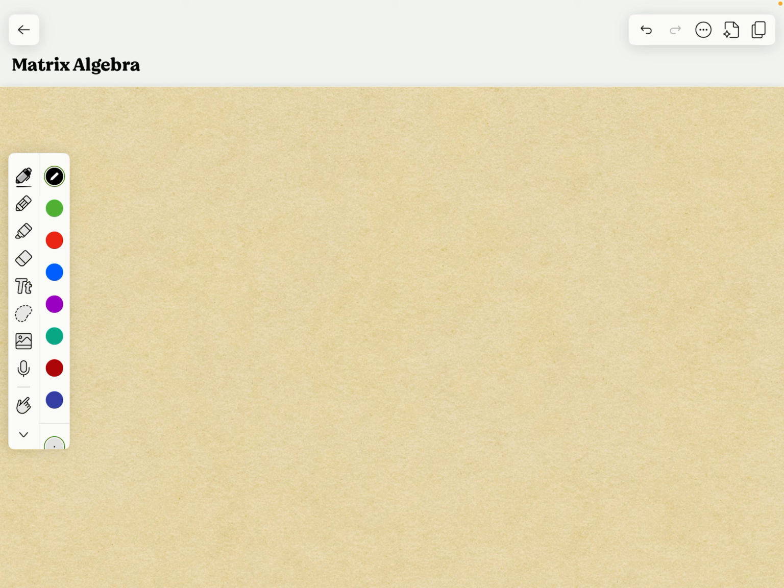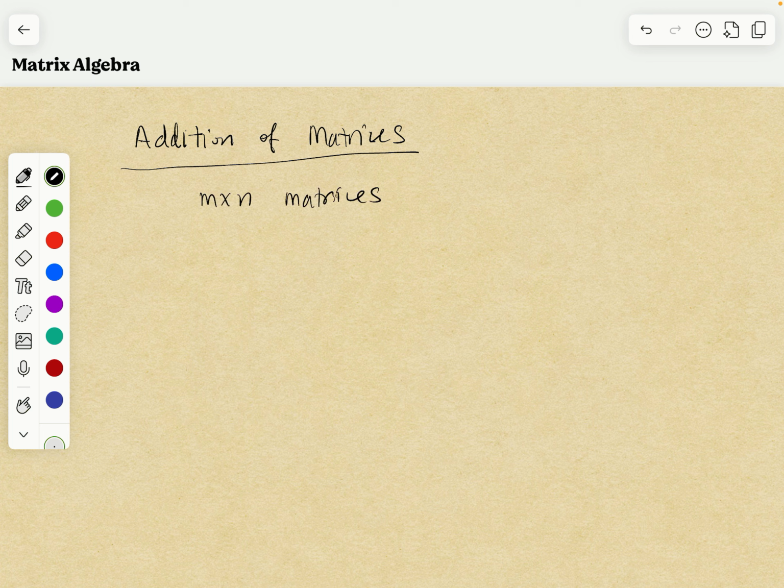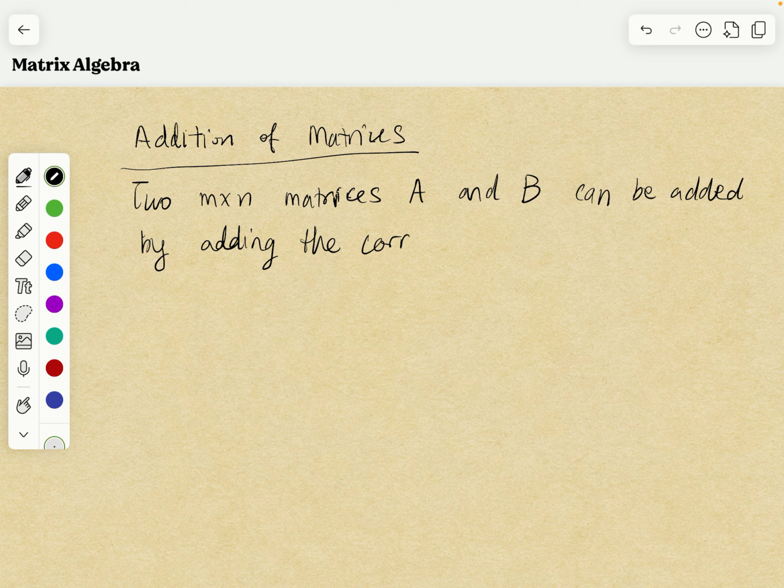So first of all, there's addition of matrices. Let's say that you have two m by n matrices, A and B. Two m by n matrices A and B can be added just by adding the entries, the corresponding entries.